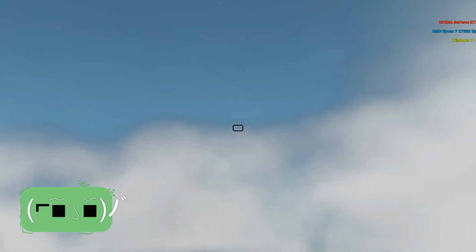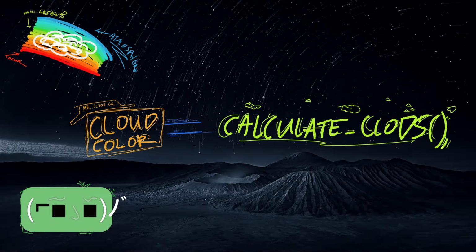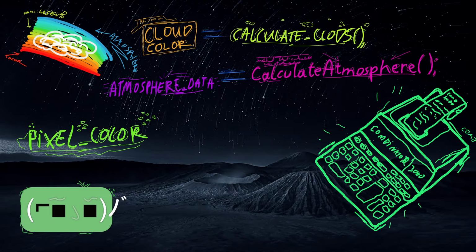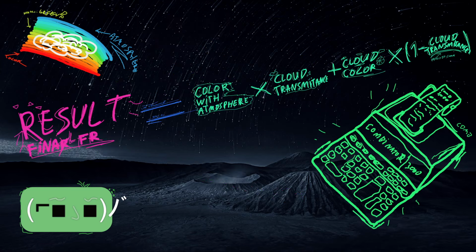Another important modification is merging color of atmosphere with clouds. Basically, once we calculate clouds value for the same pixel, we merge it with the original color with atmosphere already applied using the following function.